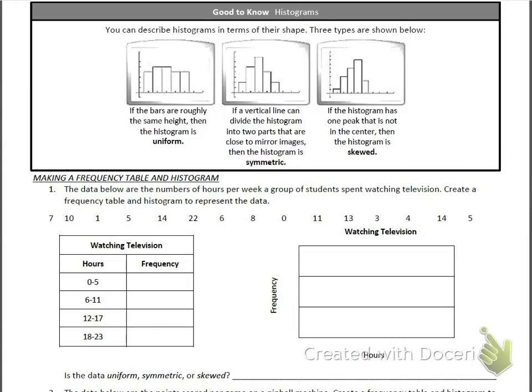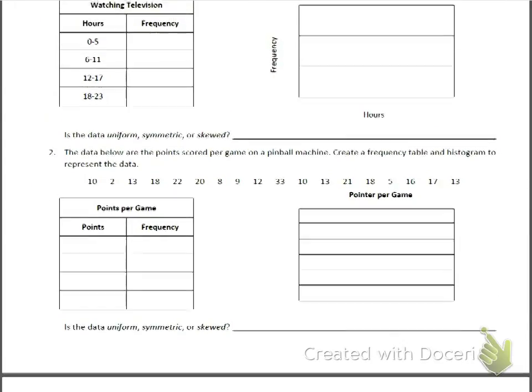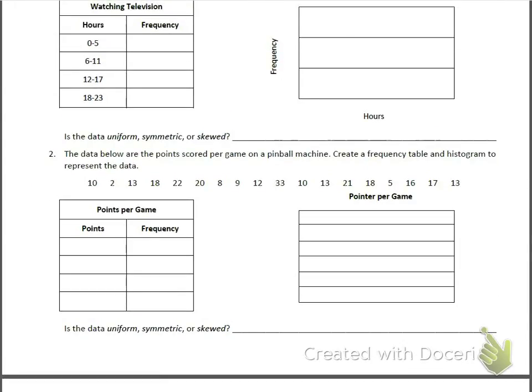So I have a second problem for you. The data below are the points scored per game on a pinball machine. I want you to create a frequency table and histogram to represent the data. So here are the points, but I do not give you the intervals. So you guys need to figure out the intervals yourself. I do want you to split it into 4 intervals, so I did help you out in that respect.